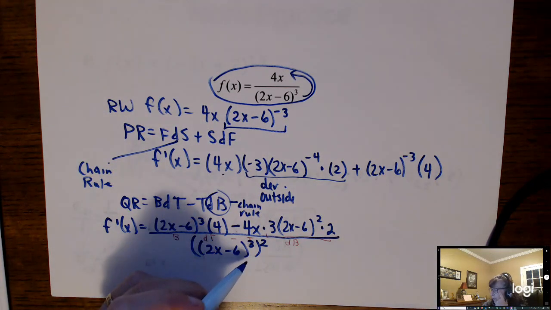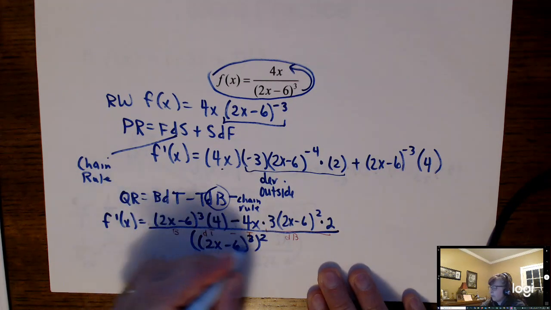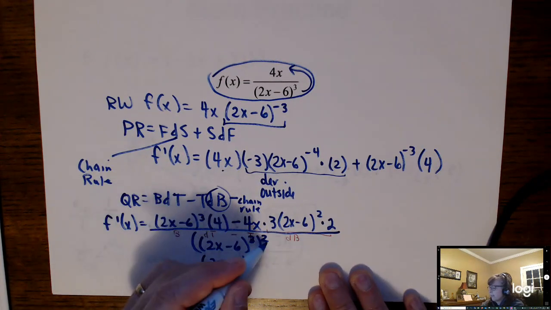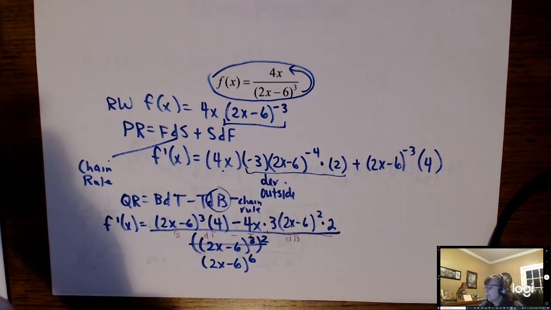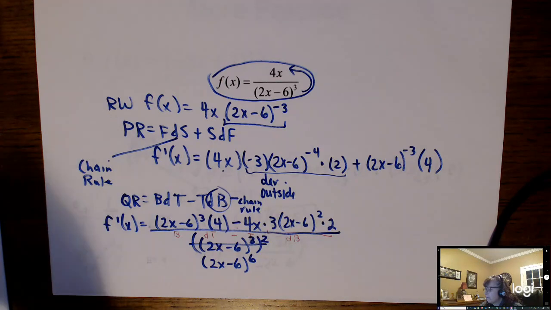So the rule here for this exponent 3 and this exponent 2 is you can multiply together those. So you could leave it that way, but it's easier to type in if you just realize that that's (2x minus 6) to the 6th power. So you don't have to use negative exponents. I just prefer the product rule. You could have used the quotient rule, but you're going to have to use the chain rule at some point.